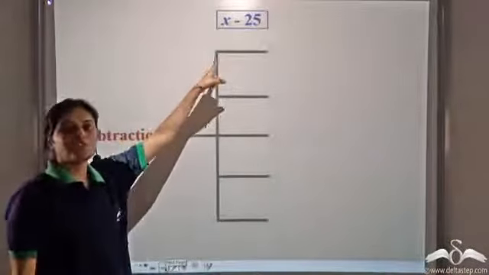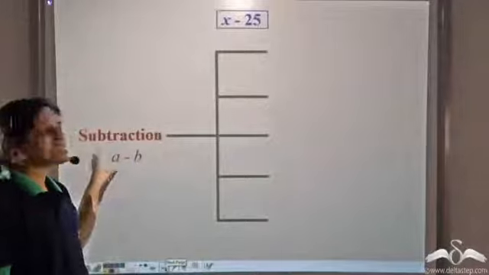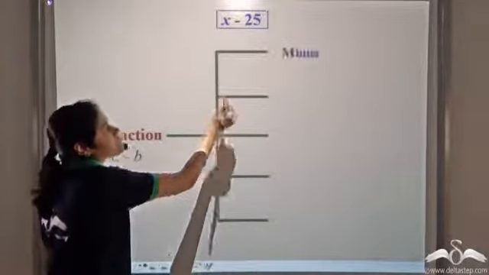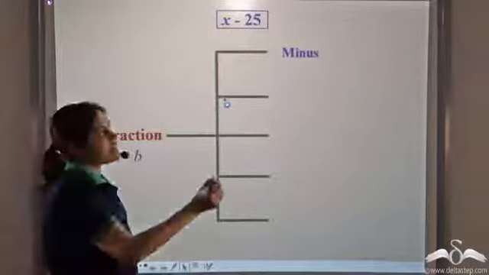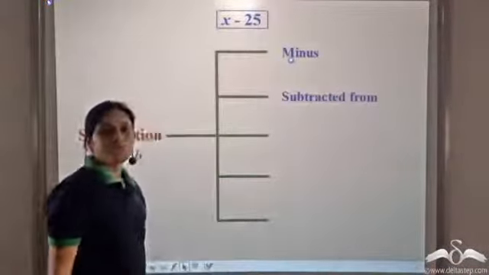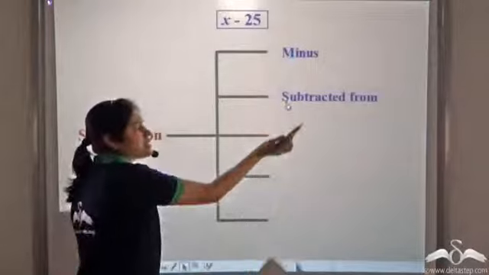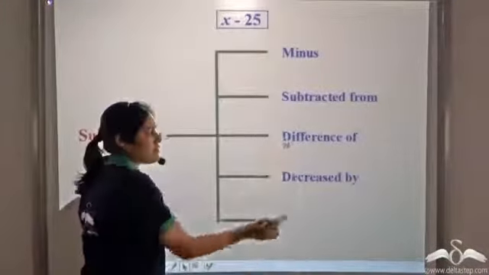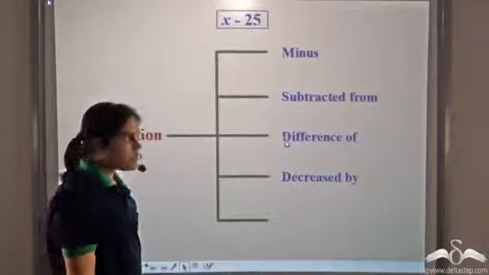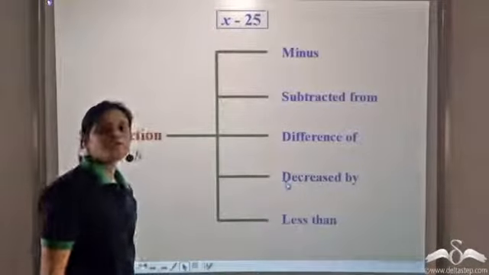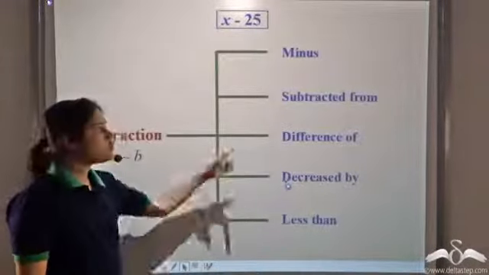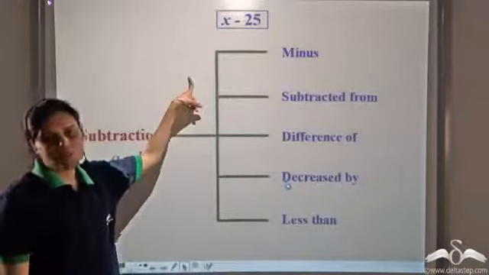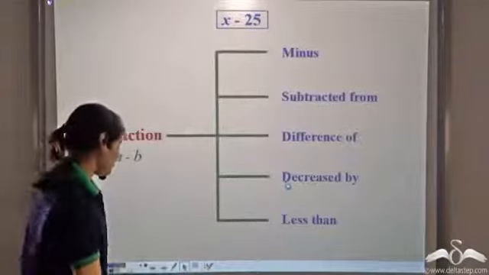So x minus 25 represents the subtraction operation. It can be stated as x minus 25, 25 subtracted from x, difference of x and 25, x decreased by 25, and 25 less than x. So all these words and many more words represent subtraction operation.